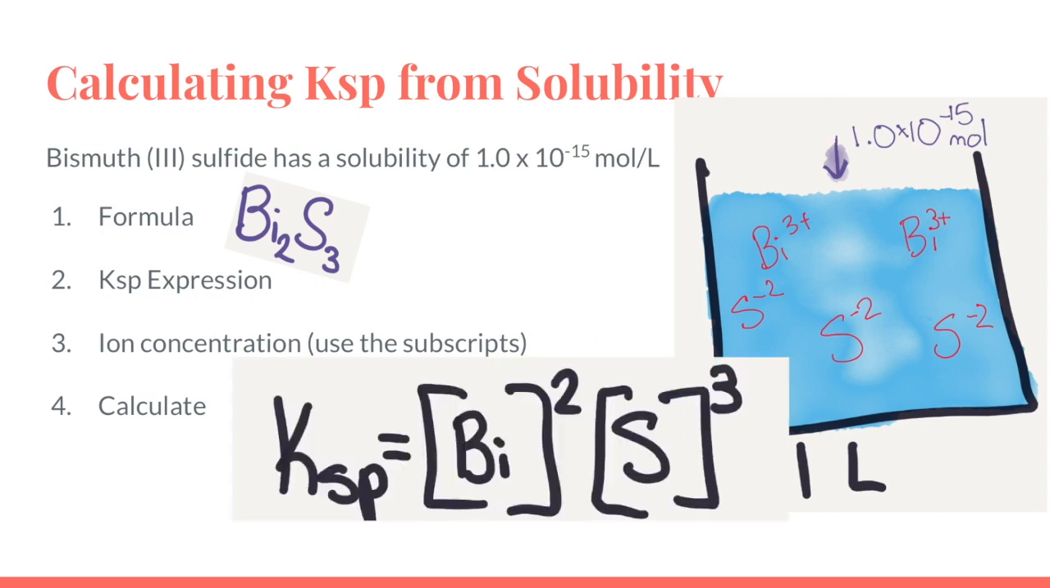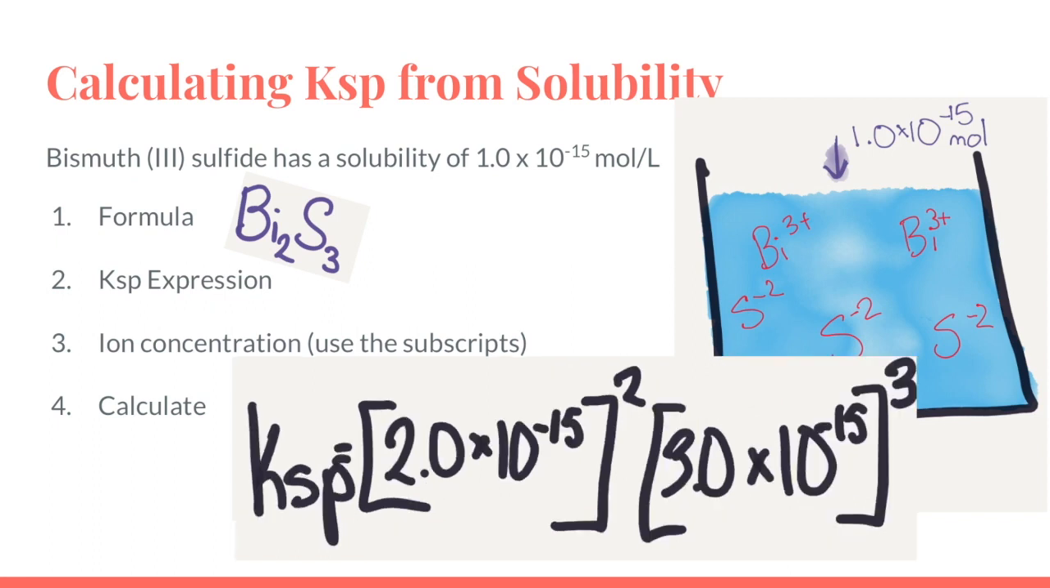I got a little ahead of myself. I forgot to mention that when we write the Ksp expression, the 2 that is the subscript in this formula becomes a superscript or an exponent in the Ksp expression. So a 2 here goes here. Now let's take the solubility, increase it by the factor that we have determined based on the number of ions produced, and plug it into our Ksp expression.